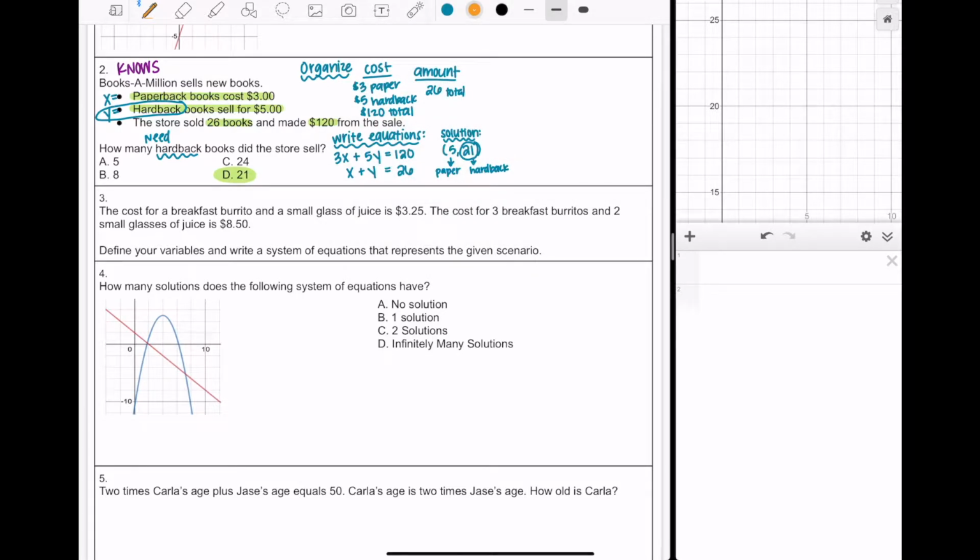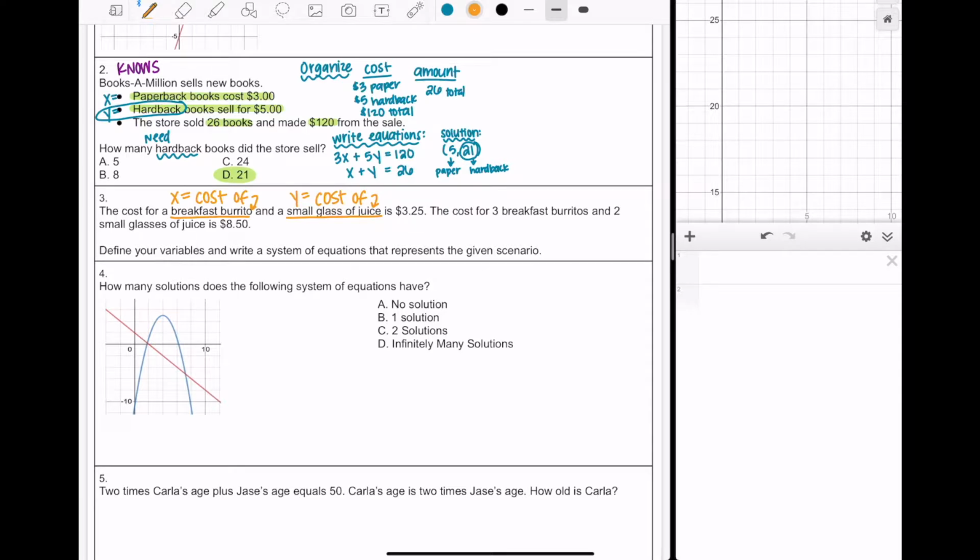Okay, so we have a breakfast burrito and a small glass of juice is $3.25. To define our variables, they're the two things that we don't know. We don't know the cost of just one breakfast burrito or the cost of one small glass of juice. So we're going to let X equal the cost of a breakfast burrito, and Y can represent the cost of a small glass of juice.